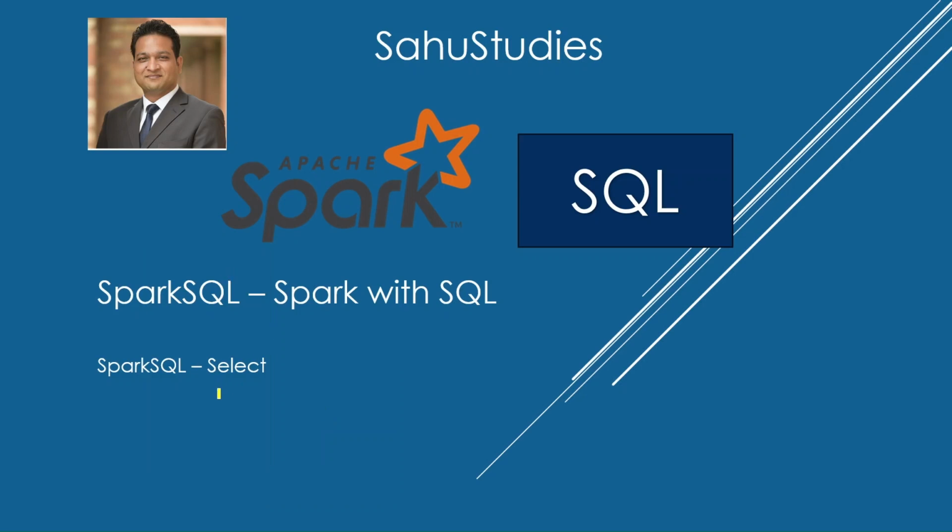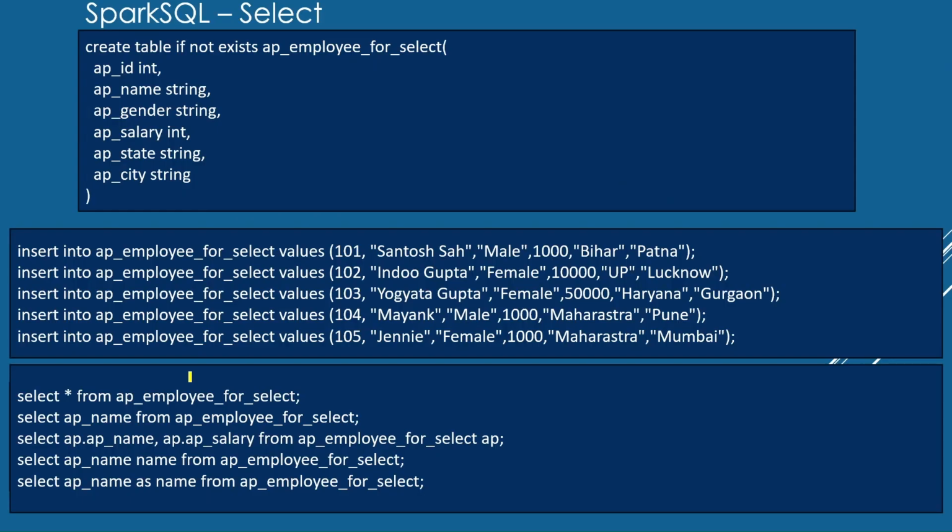In this video, we are going to see how we can select a column of a table in SparkSQL. In this exercise, I am creating a table with the help of a create table command. This is the name of the table, and I am creating 5 columns and their data types. Once this table gets created, I am inserting 5 records in it with the help of an insert statement.